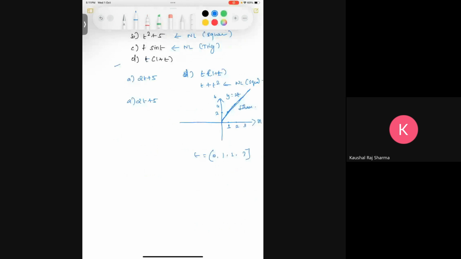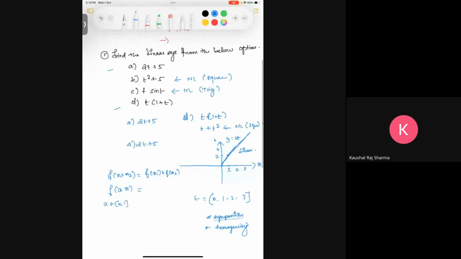But instead of doing this graphical representation, if you feel it is easier, we have to check two criteria: superposition and homogeneity. We have to find whether the function f of x1 plus x2 is equal to f of x1 plus f of x2, and whether f of a times x is equal to a times f of x. So these two conditions we have to check.